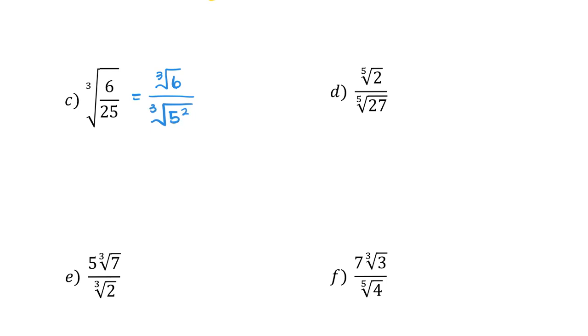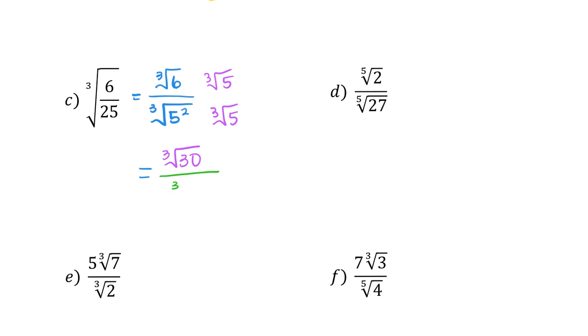I already have 5 to the second. To get 5 to the third, I need 1 more 5. So I'm going to multiply it by the third root of 5. If I do it to the bottom, I have to do it to the top. Okay, now let's see what we got so we can see why this was a good choice. The third root of 6 times the third root of 5 is the third root of 30, and I'm fine with that. Okay, now on the bottom, I have the third root.